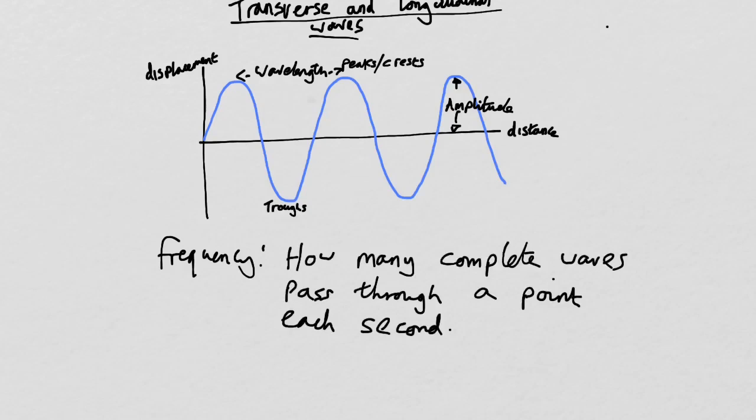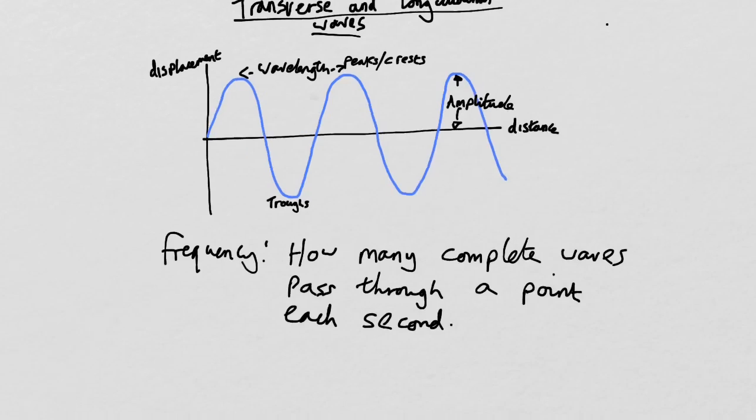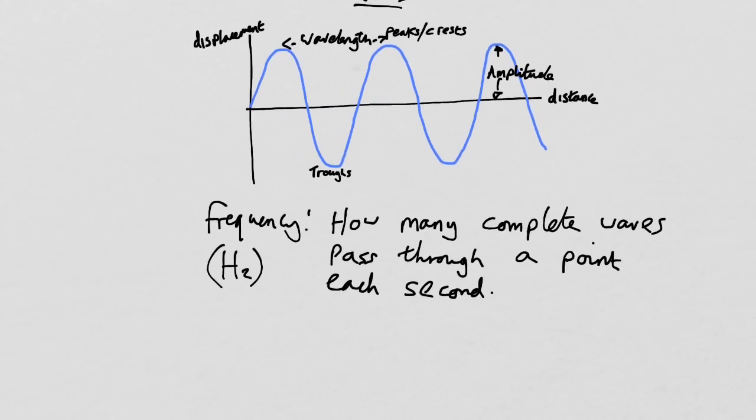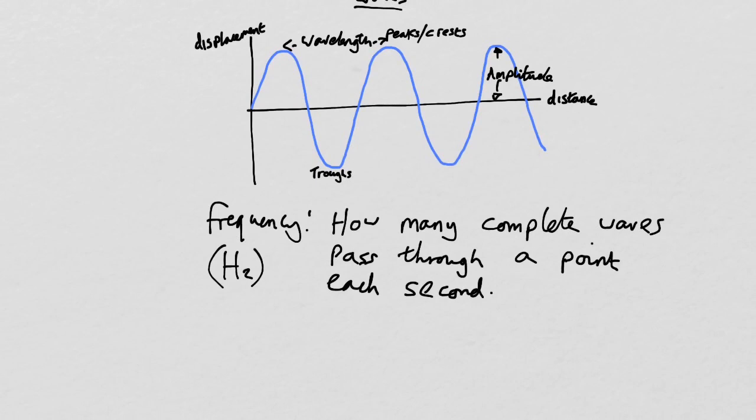Okay, so how many complete waves pass through a certain point every second. This is measured in a unit called hertz, Hz. Hertz is just another way of saying per second. So if you've got 500 waves passing through a certain point every second, then that wave has got a frequency of 500 hertz.